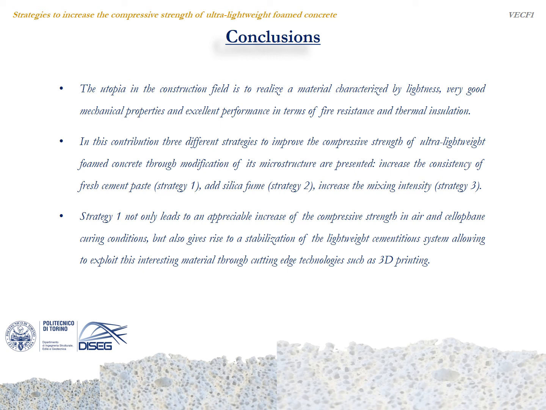In this contribution, 3 different strategies to improve the compressive strength of ultra-lightweight foamed concrete through modification of its microstructure have been presented: increase the consistency of fresh cement paste, add silica fume, increase the mixing intensity. Strategy 1 not only leads to an appreciable increase of the compressive strength in air and cellophane curing conditions, but also gives rise to a stabilization of lightweight cementitious system, allowing to exploit this interesting material through cutting-edge technologies, such as 3D printing.